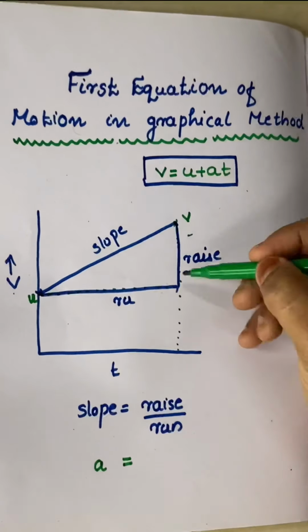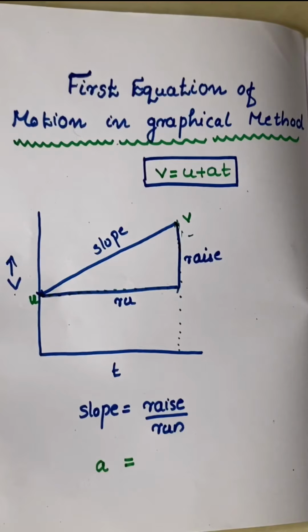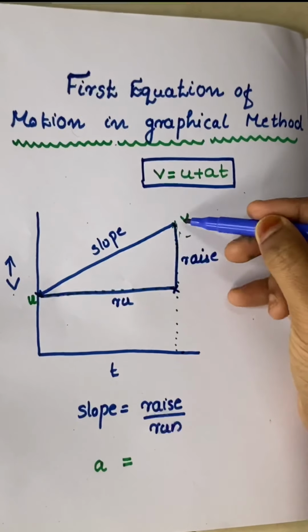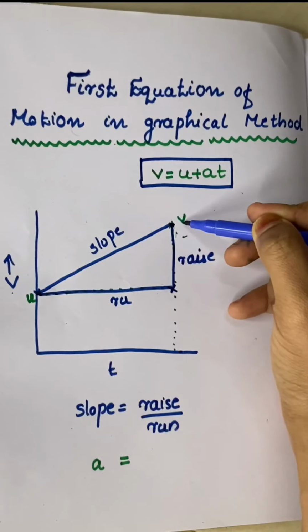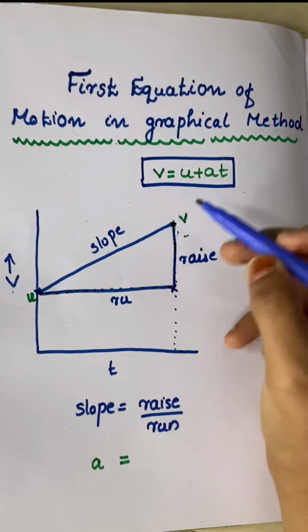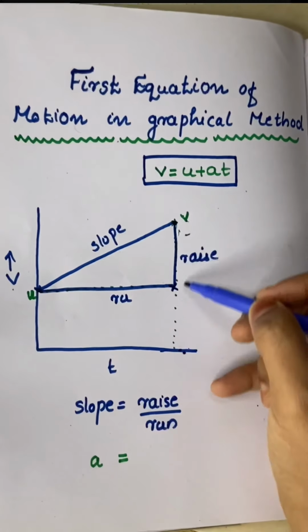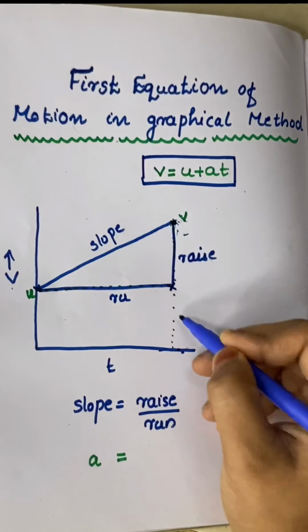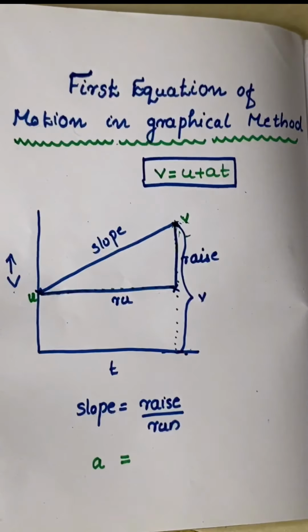What is the rise here? This length is the rise, that we have to find out. From this point to this point, what is the length? This much length is v only, because this point is marked from the x-axis. So we can say the full length is v here. This much is v.